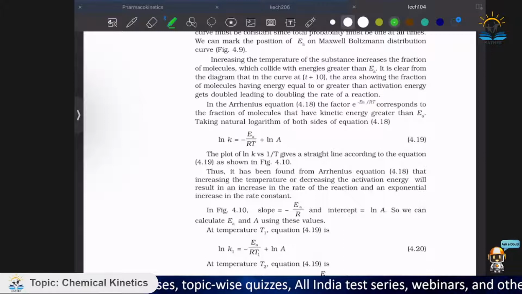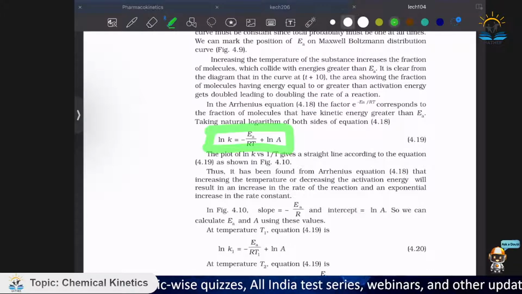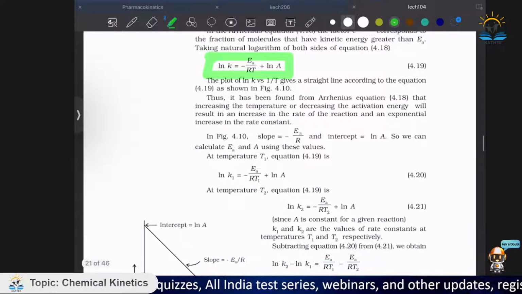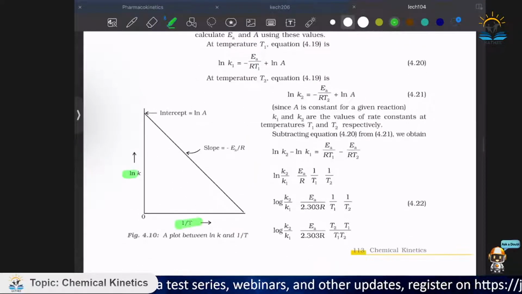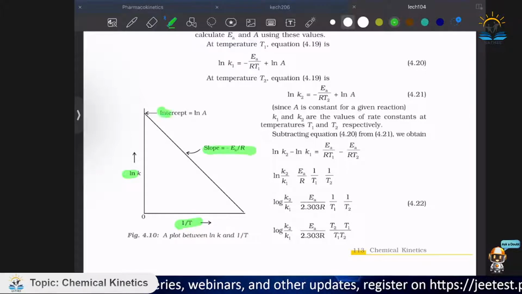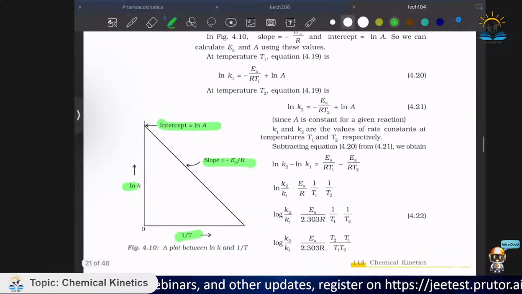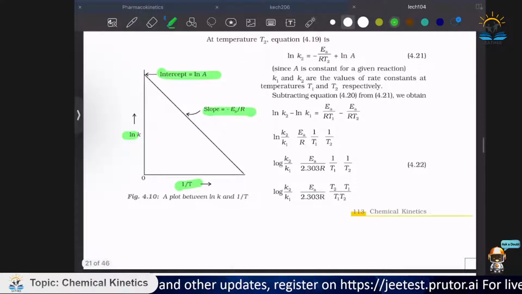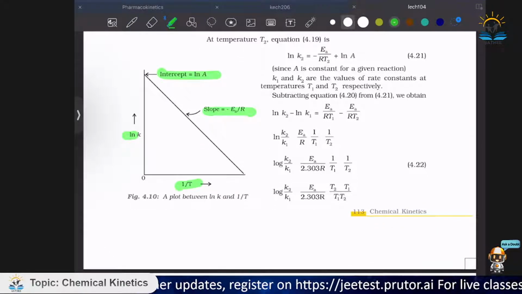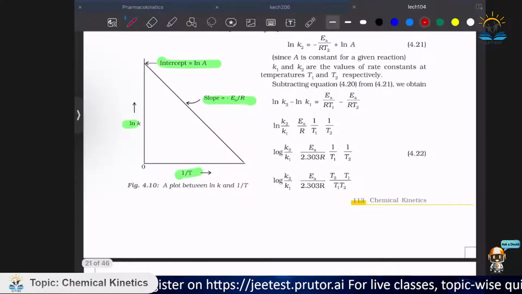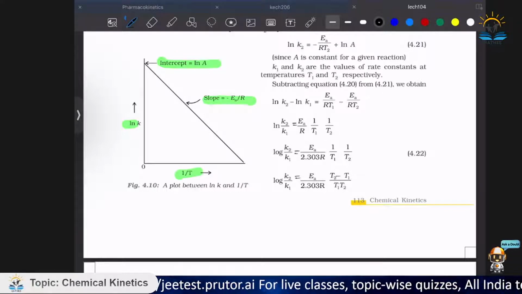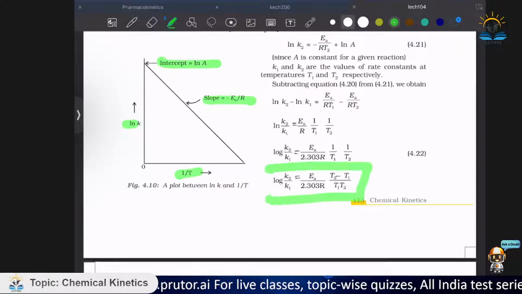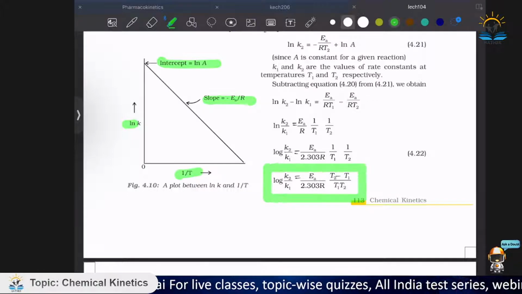Some modifications of the equation: you take ln on both sides, you get this equation. So a graph between ln k and 1 by T. Slope will be equal to this. Intercept is ln A. That was about the graph. Comparing the rate constant at two different temperatures, you get this equation. This is the equation for different temperatures.